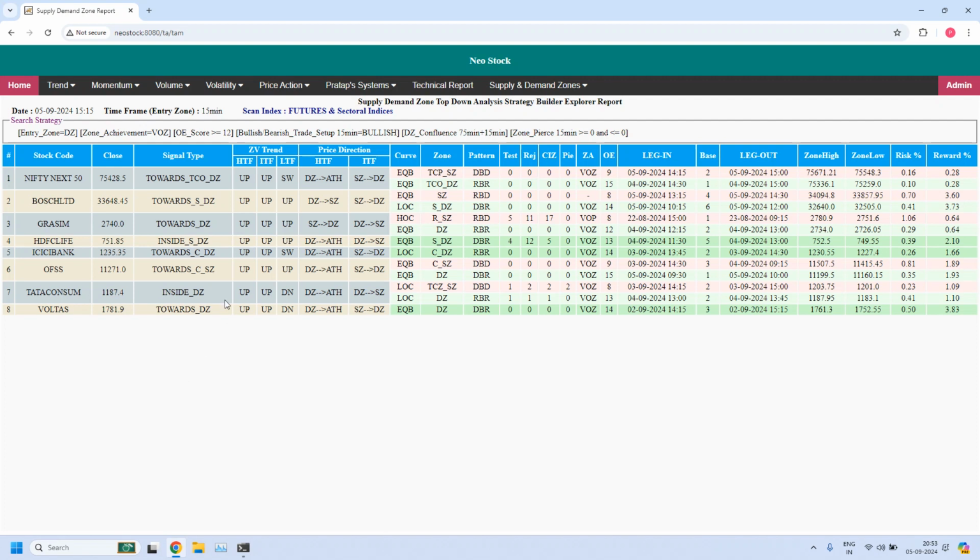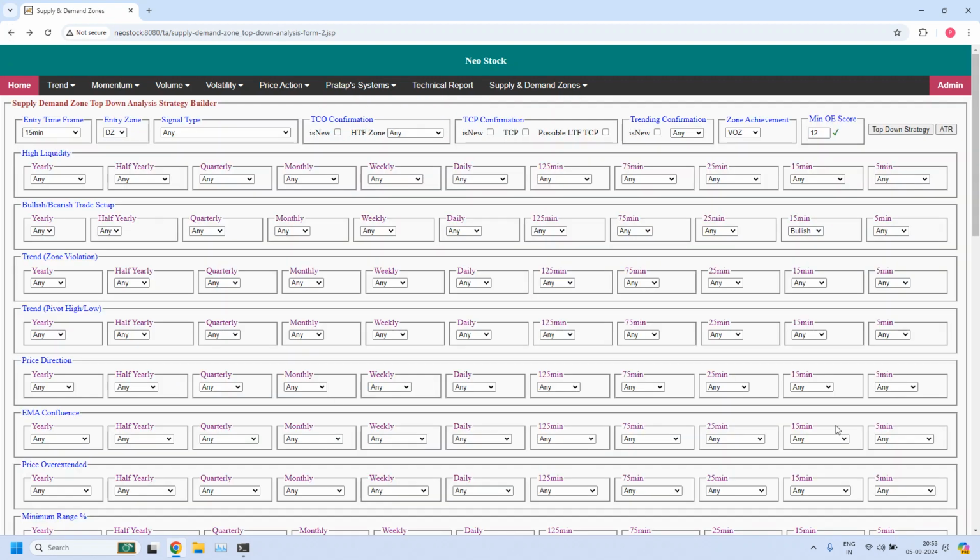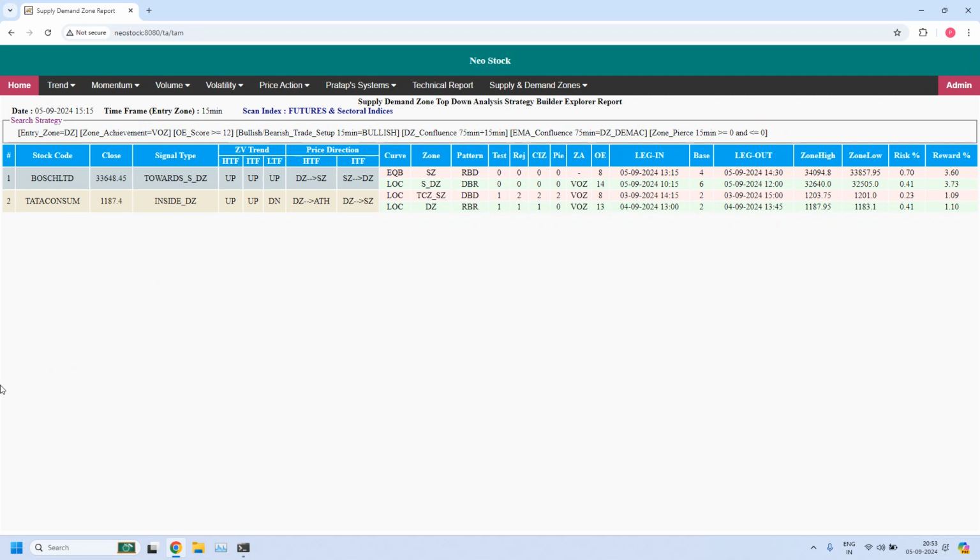If any of these 8 stocks are having EMA confluence, daily EMA confluence, let's verify. In the EMA at 75 minute zone, daily 75 minutes demand zone with daily EMA confluence, we are verifying. So these 2 stocks are having a high probability setup because they are also having EMA confluence.